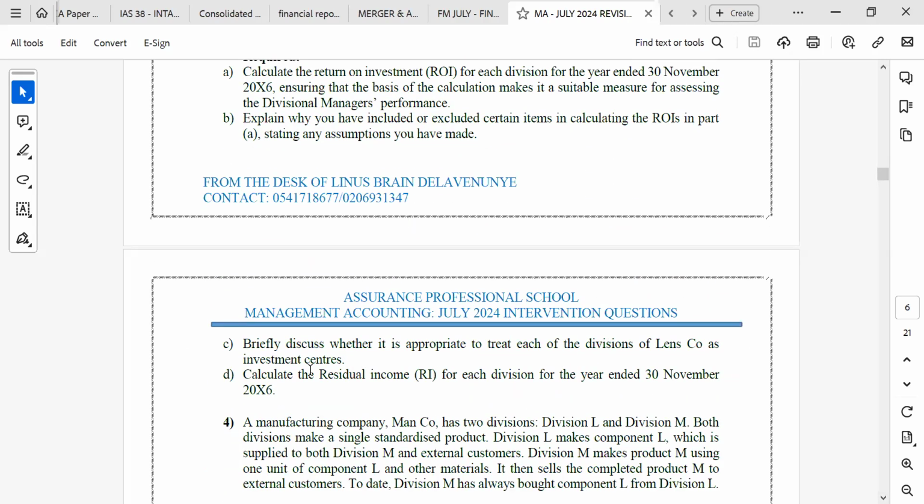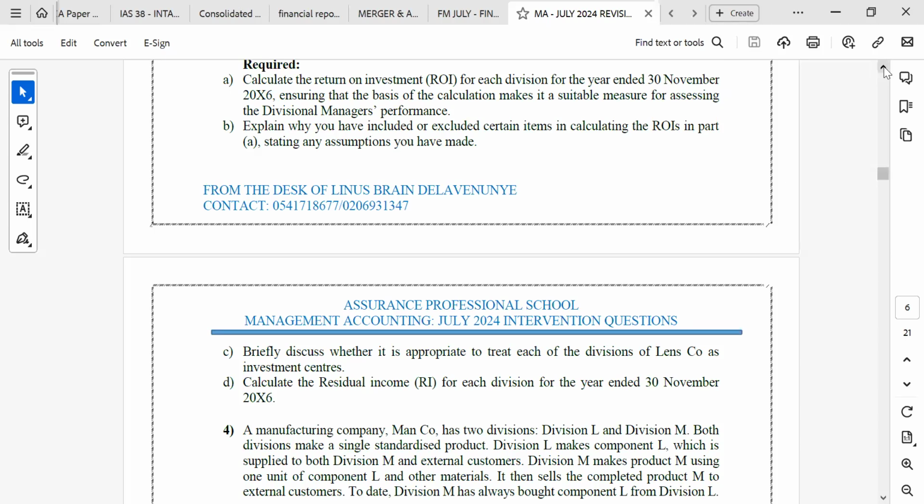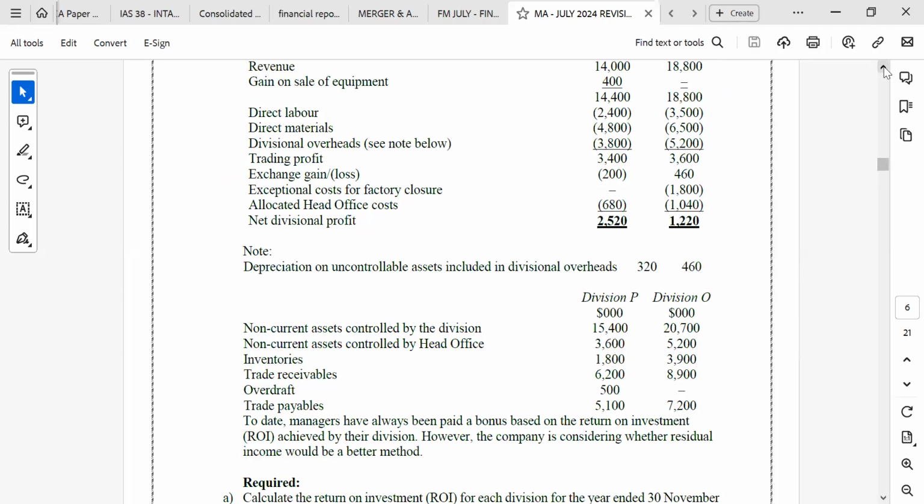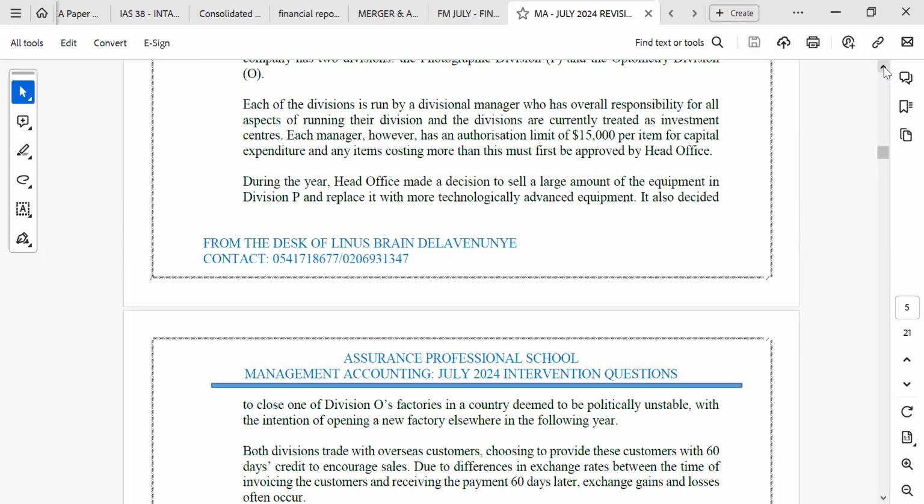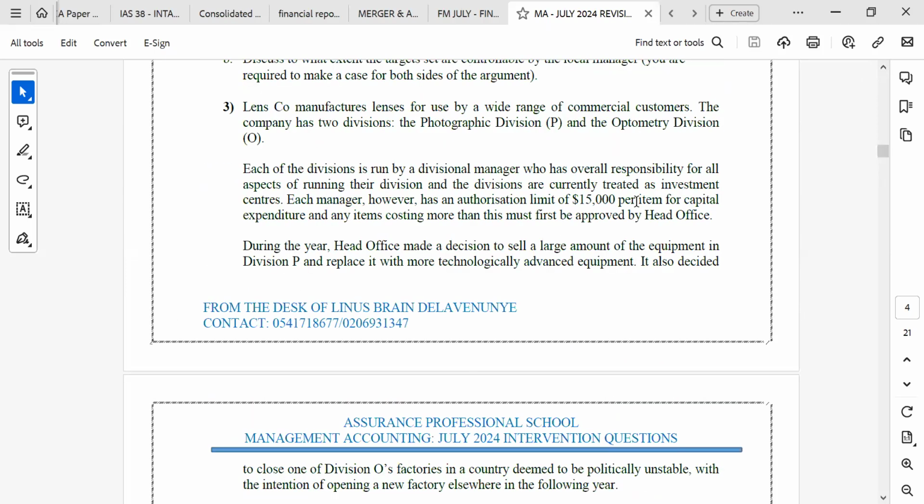Briefly discuss whether it is appropriate to treat each of the divisions of Learn School as investment centers. Okay. So do we have to treat them as an investment center? Based on information given to us, can they be treated as investment? No. Oh, you cannot just say no. Okay, what do we call an investment center?